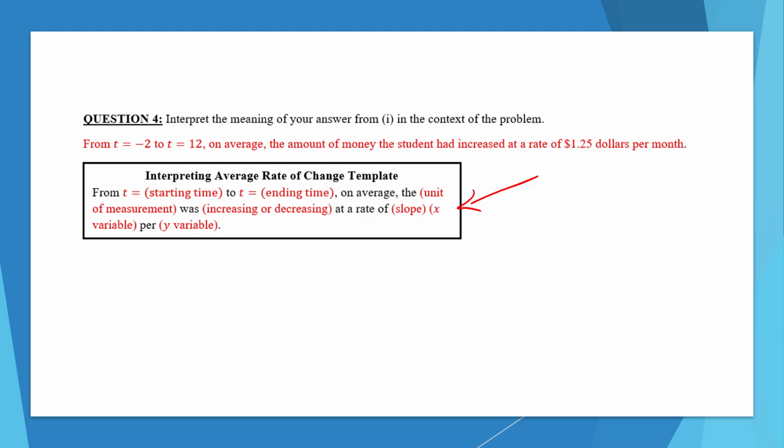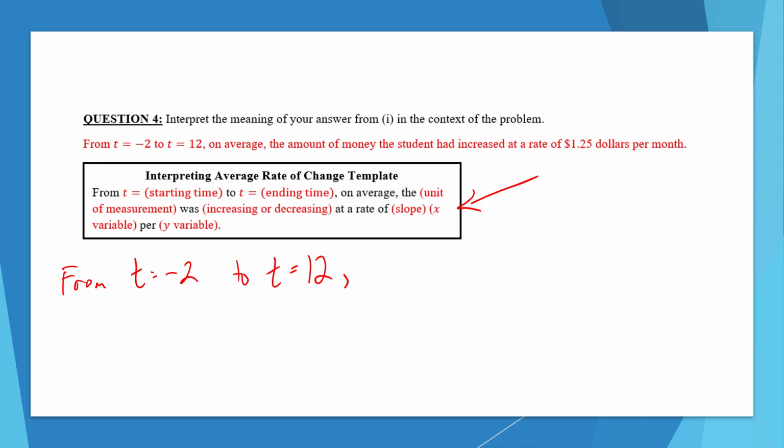However, I'm just going to show you what AP is really going to be looking for when they grade your answer. So the first thing that AP is going to be looking for is the time frame. So here I would start with from t equals blank to t equals blank and your two t values you used to find the slope. So from t equals -2 to t equals 12.